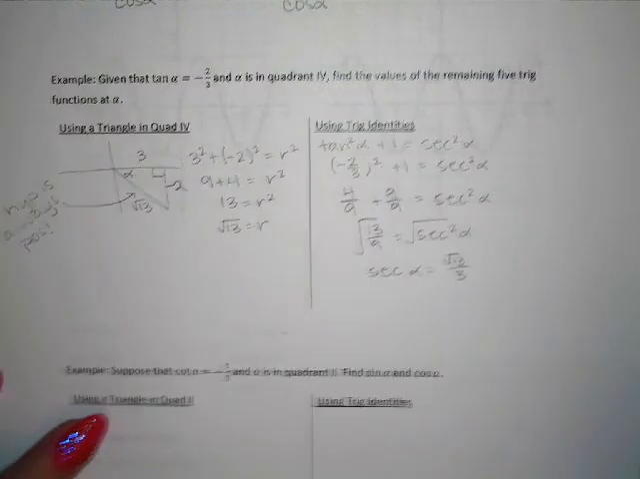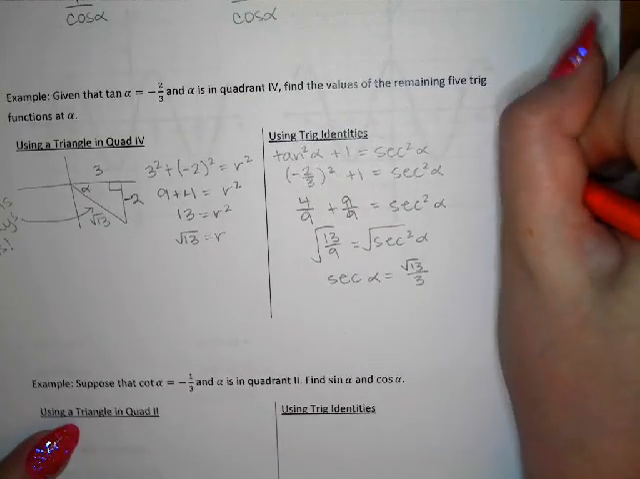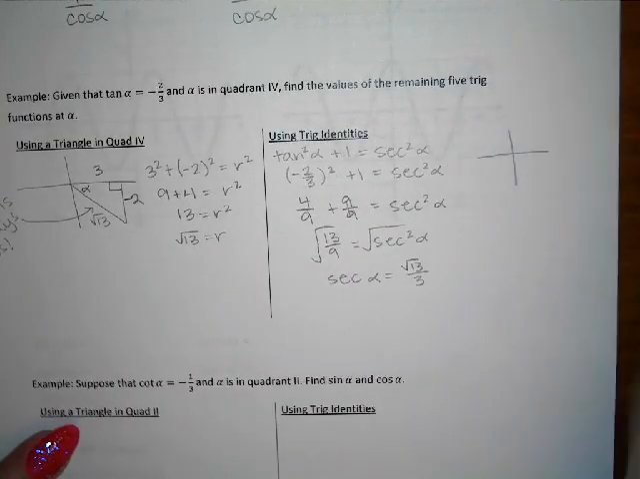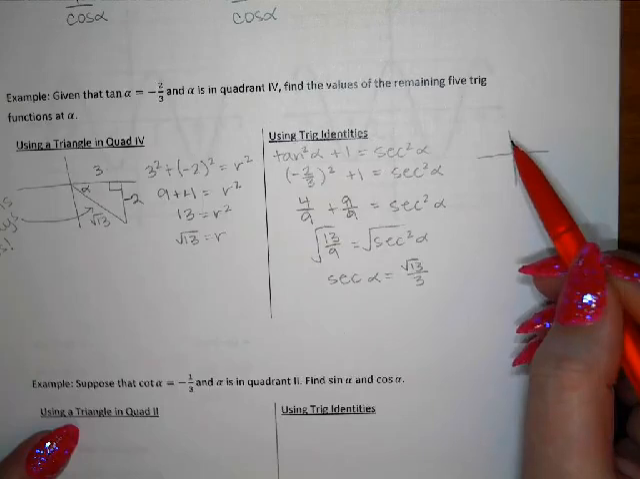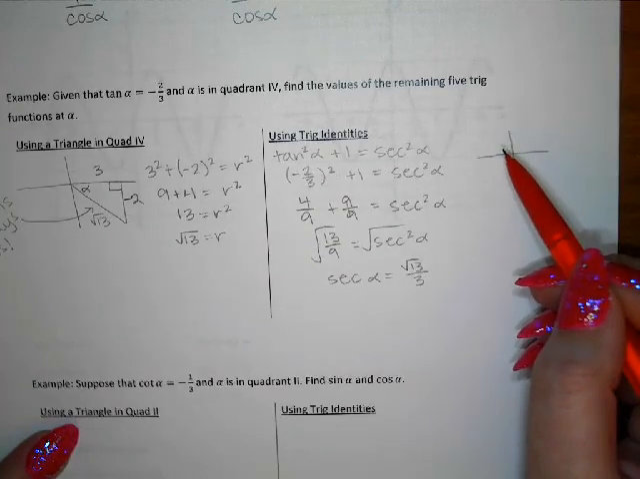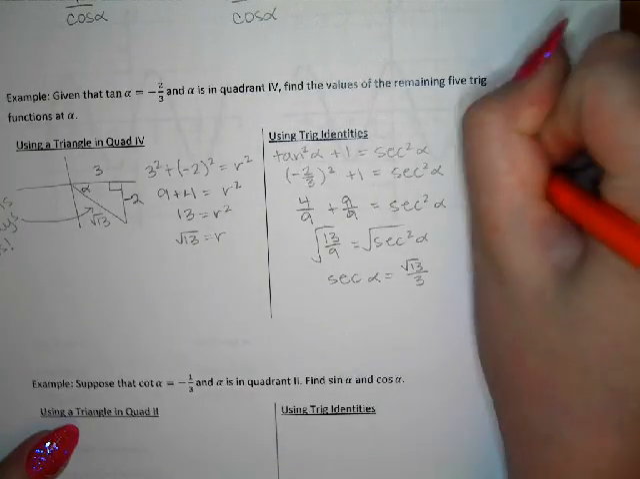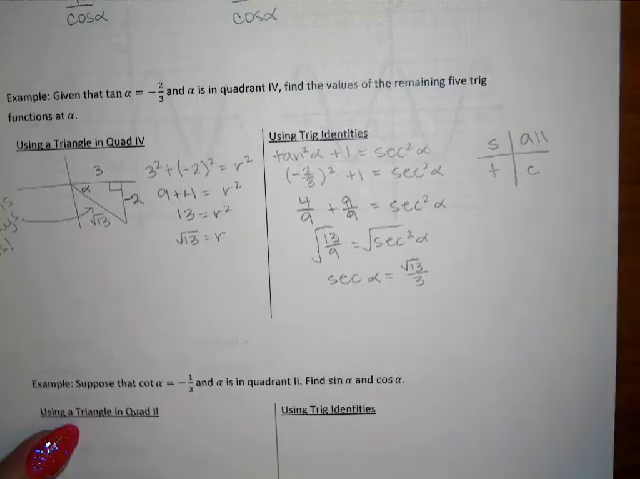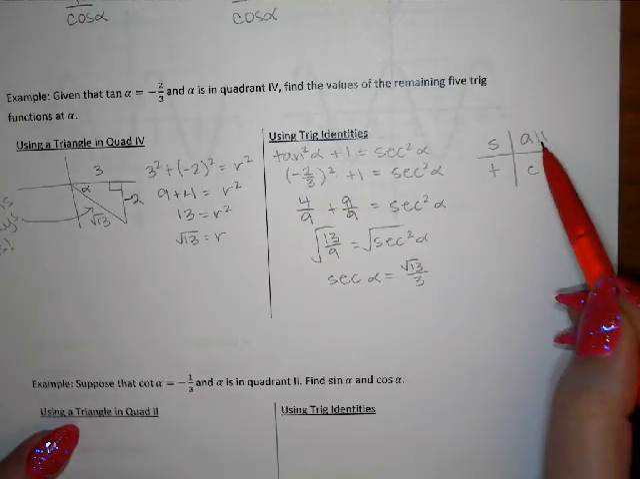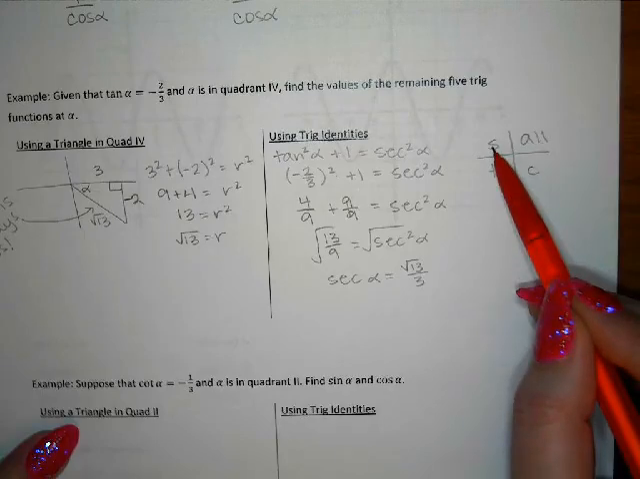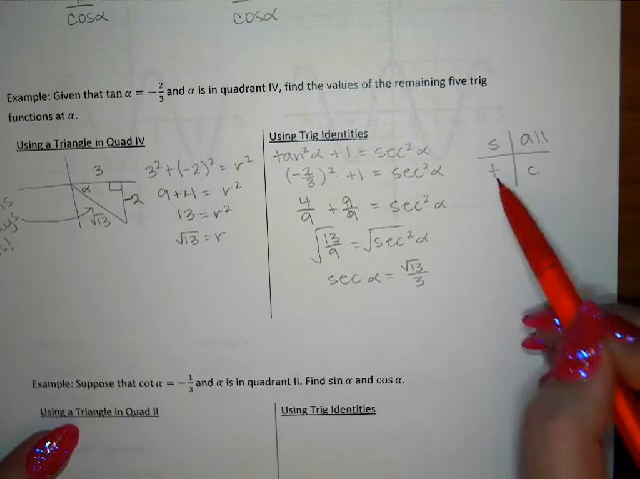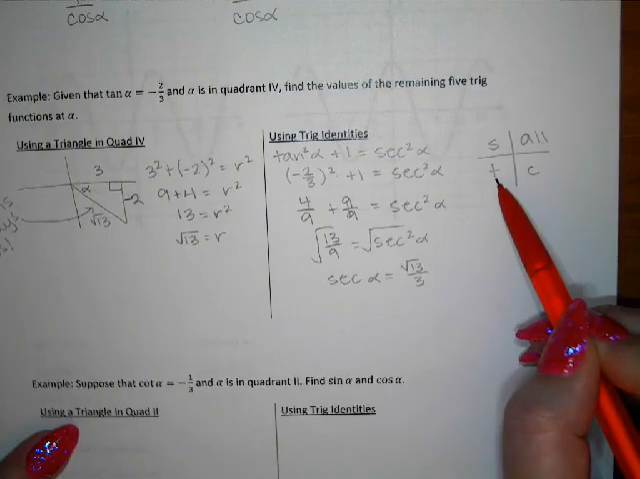And if you remember, I want to say it was in 5.6, maybe, I talked about all students talk constantly. All of the trig ratios are positive in quadrant 1. Sine is positive in quadrant 2, sine and cosecant. Tan is positive in quadrant 3, tan and cotangent. And cos is positive in quadrant 4, cos and secant.